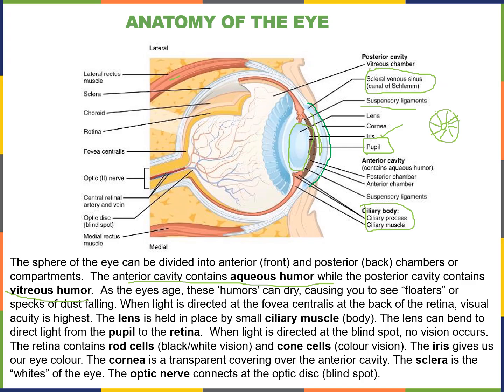The suspensory ligaments, as the name suggests, and also the ciliary body, ciliary muscle, help to change the shape of the lens. When we are looking at objects very close, the lens is very rounded. When we're looking at objects far away, the lens gets very elongated, like that. So these muscles in the ciliary body help to change the shape of the lens. This you should know and remember. That ability of the lens to change shape is called accommodation. That's a word you should know.